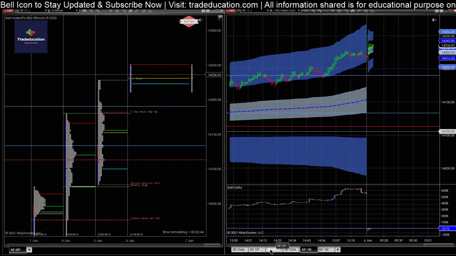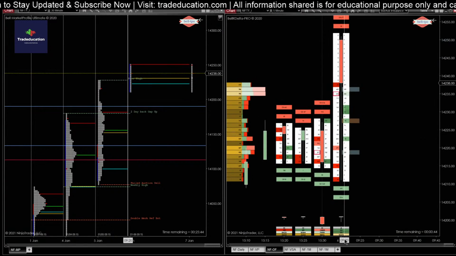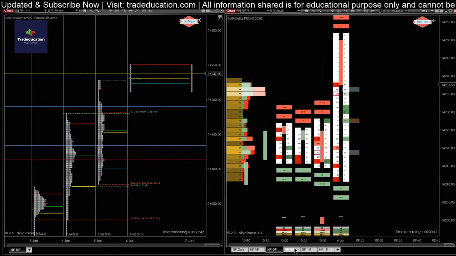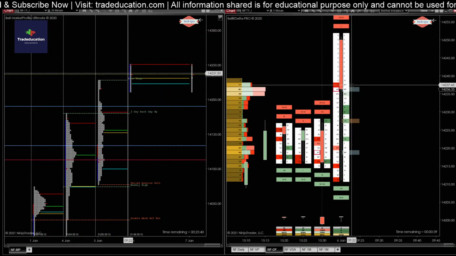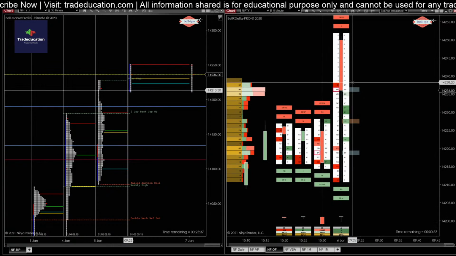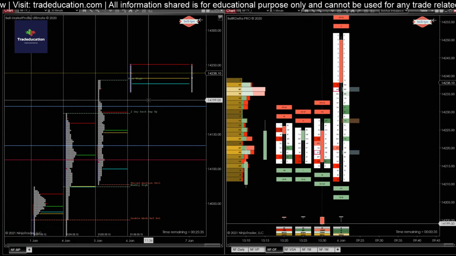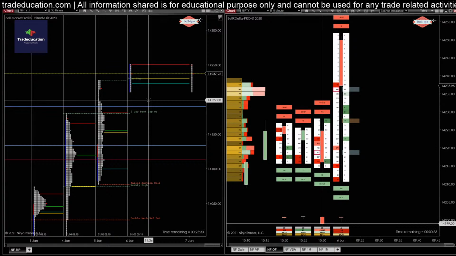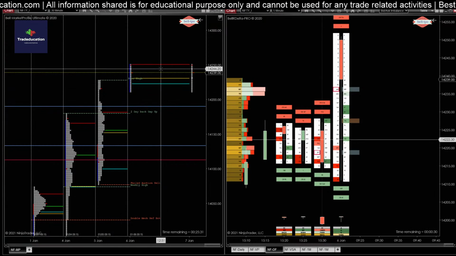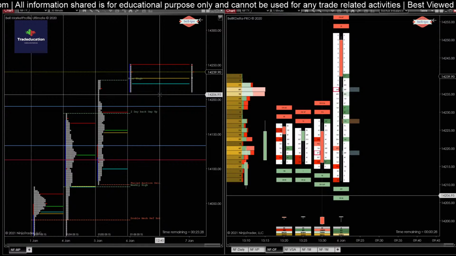Now if the delta turns positive, here it's trying to turn positive. Once it turns positive, the expectation is buyers will step in. If they do not step in, also the price action, what you see is how the auction is getting developed.